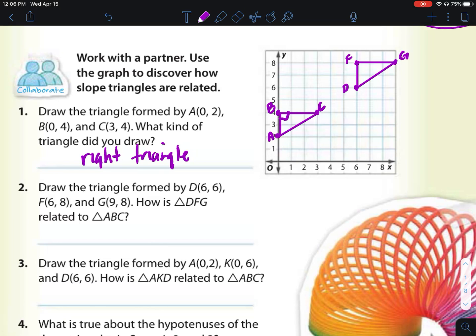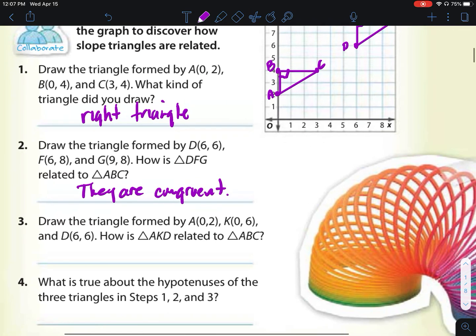So how is triangle DEF related to triangle ABC? If you look at it very closely, they are congruent, meaning their sides are the same, and the angles are also congruent. So the lengths of the sides are congruent, the angles are also congruent, therefore they are congruent triangles.